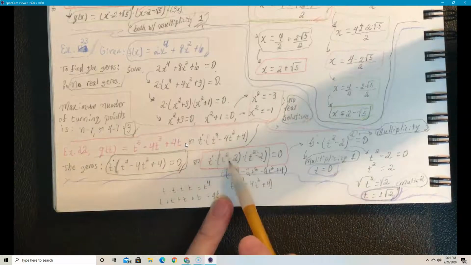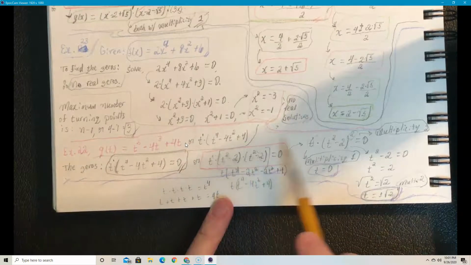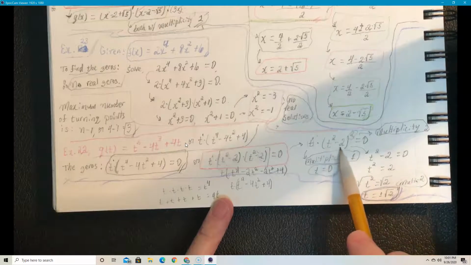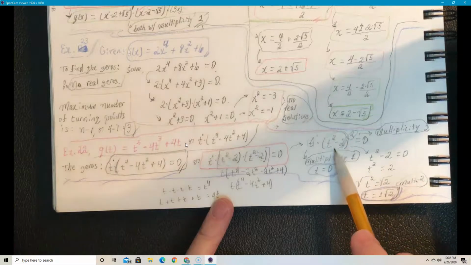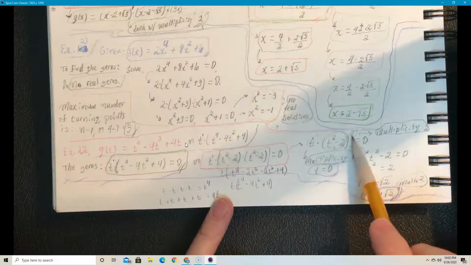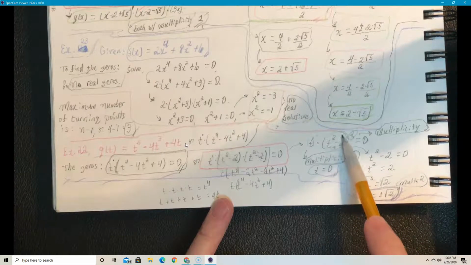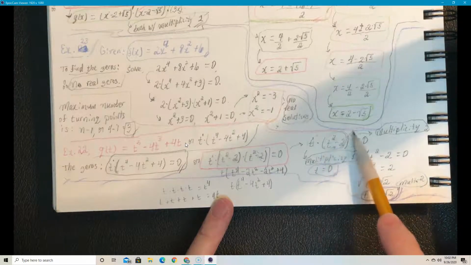Except this and this are repeated. So we can write this one times this one as t squared minus 2 quantity squared, which means whatever zeros we get from this factor right here, t squared minus 2, each of them are going to be multiplicity 2. This inside part is going to give us 2 zeros. But each one of them is going to be counted twice because of this multiplicity 2 out here.